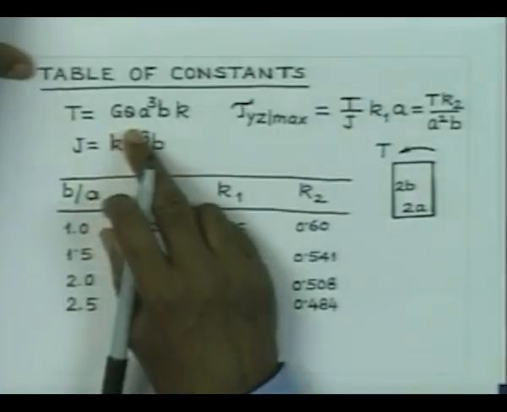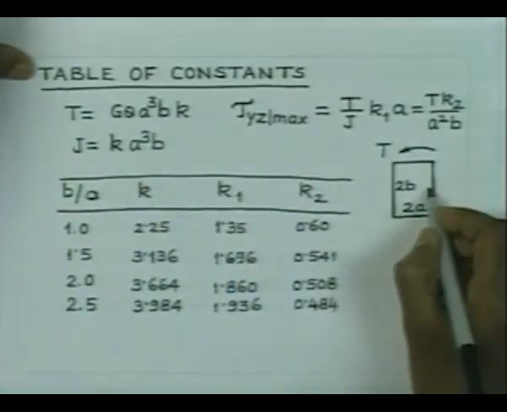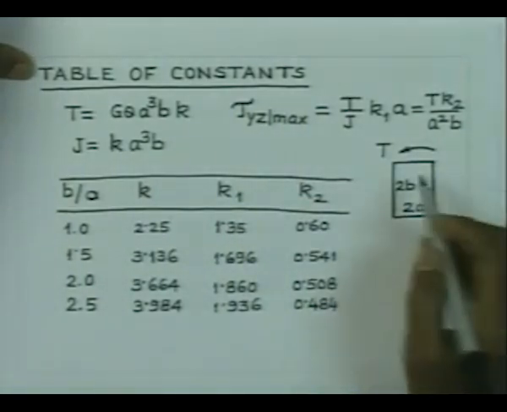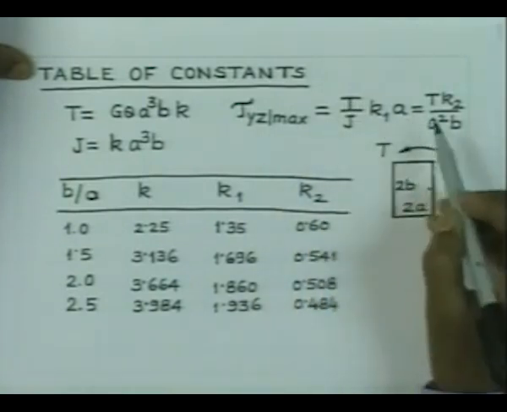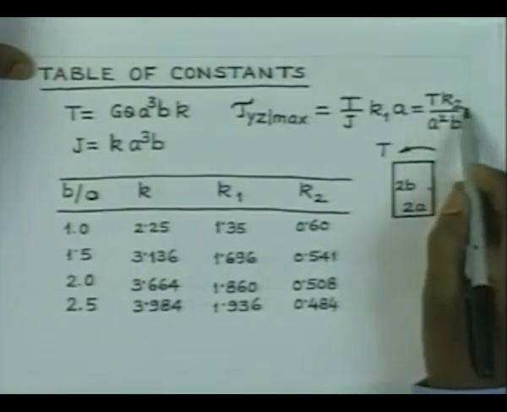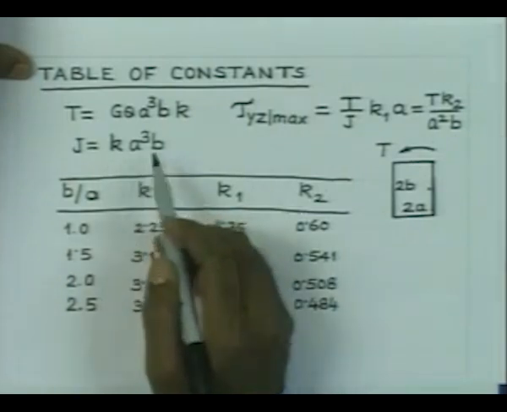Exact analysis has been done following the energy principles. We are not going to talk about it, but I would like you to note some of the results which you may find useful later. Here the T is expressed in the form G theta a cube b into a constant k. Similarly, the stress at this point, which is nothing but the tau yz stress, and it is really the maximum stress there, can be written as T by J into k1 into a, and that is sometimes written as T into another constant k2 by a square b, and this J is given in the form k a cube b.